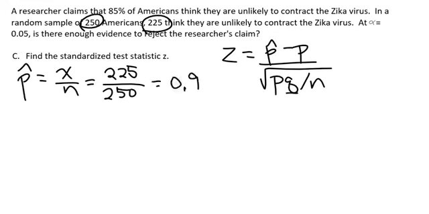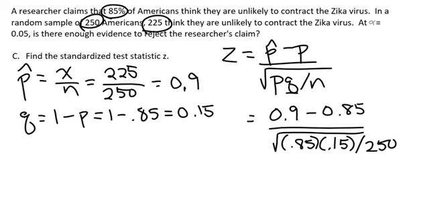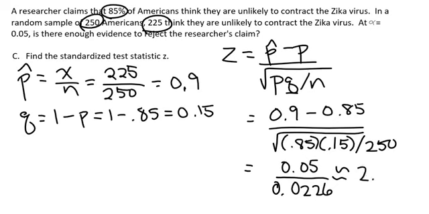Next, I also need to find Q. Q is 1 minus P. Now don't get confused between P and P hat. P is going to be what's in the claim. So this is 1 minus 0.85, which is equal to 0.15. Now let's take our numbers and plug them into our formula. In the numerator, I have 0.05, and the denominator simplifies to approximately 0.0226. And this value here is approximately equal to 2.21. So my standardized test statistic Z is 2.21.